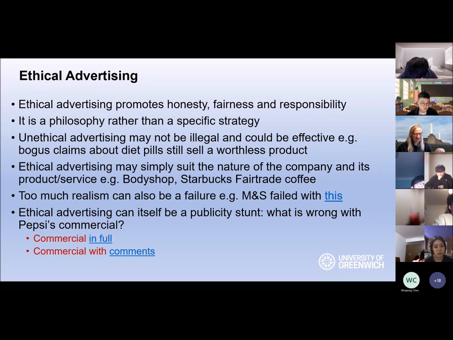Ethical advertising is talked about, but it's more of a stance, if you like, a perspective on the advertising you do. It's not a specific strategy. Unethical advertising may not be illegal, but it's often effective. So there's always a temptation towards unethical advertising, and advertising is always a bit of a fantasy, isn't it?